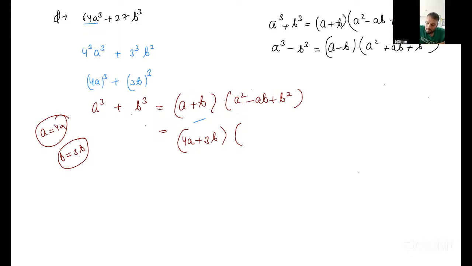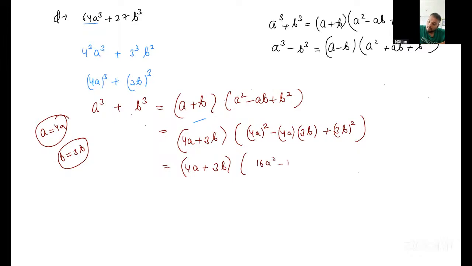Okay, so A square is basically 4A square, minus AB is 4A into 3B, plus B square is 3B square. So it will become 4A plus 3B into 16A square minus 12AB plus 9B square. This is the answer.